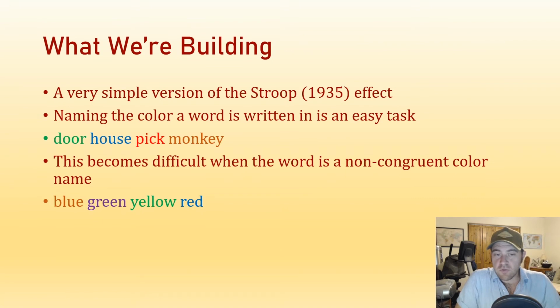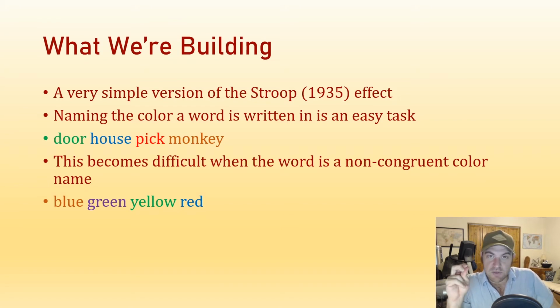So we're going to start with the Stroop Effect, if you don't know what it is. It's really interesting, and once you hear it, you're kind of like, oh yeah, that makes a lot of sense. It's not a difficult concept to understand, I guess is what I'm trying to say. Essentially, naming the color that a word is written in is a very easy task, right? So these down here, green, blue, red, orange, very easy.